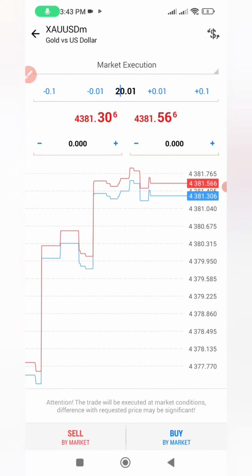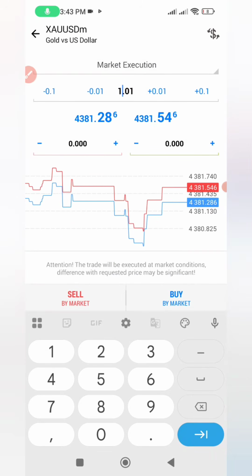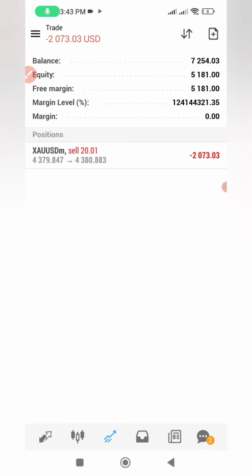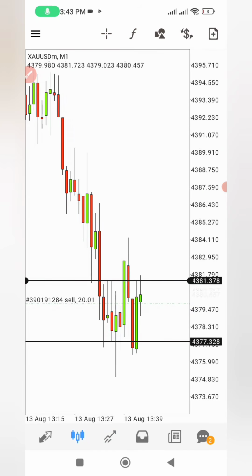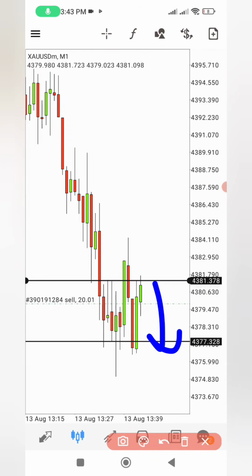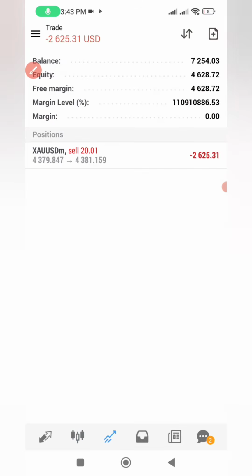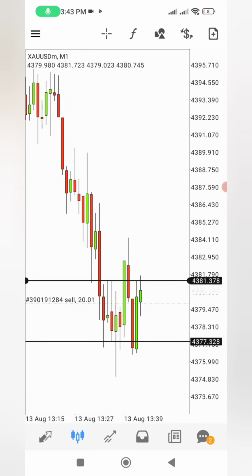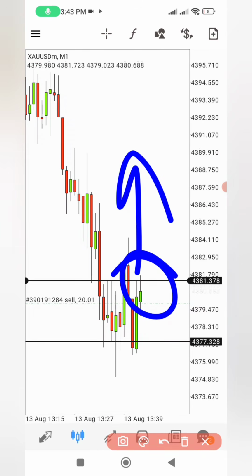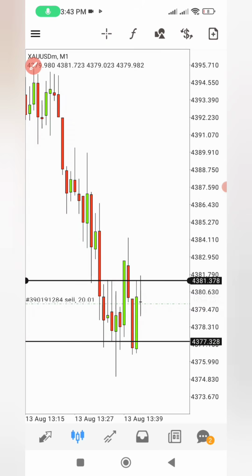So let's try to enter with 10 lots right now. Sell trade, okay, still not enough money right there. But if gold pushes down, we'll still be able to make some profit from this trade. So now we are still in a $2,000 loss, but you can clearly see gold is not shooting up. It's still in this consolidation, going up and down.